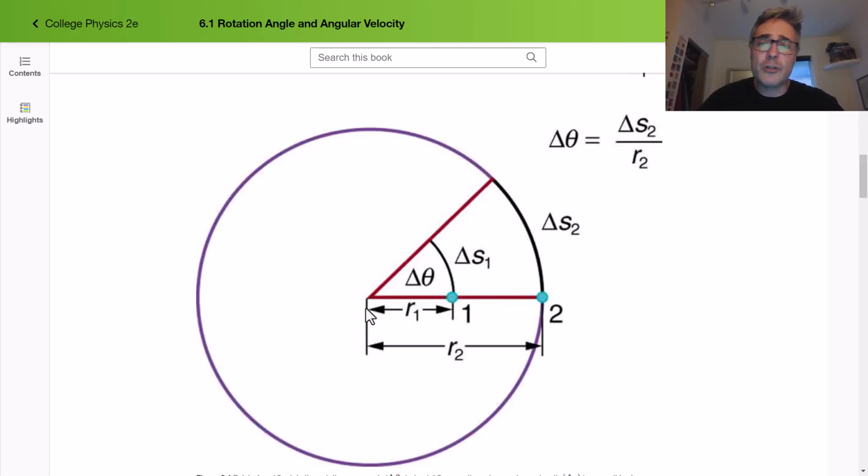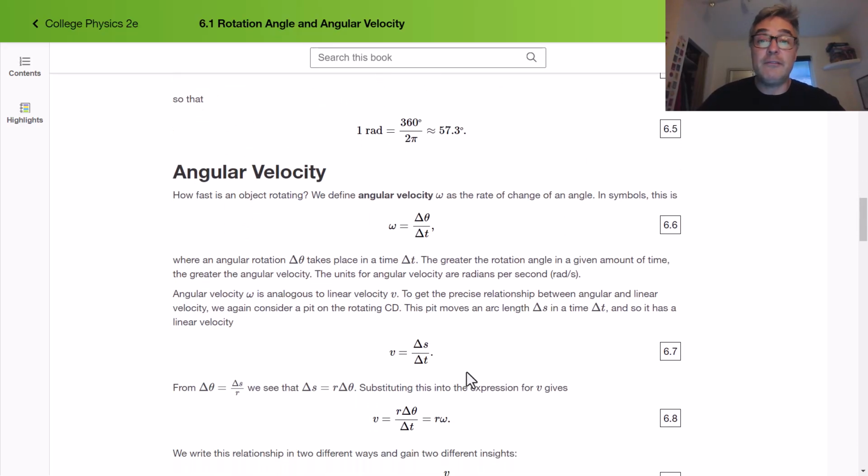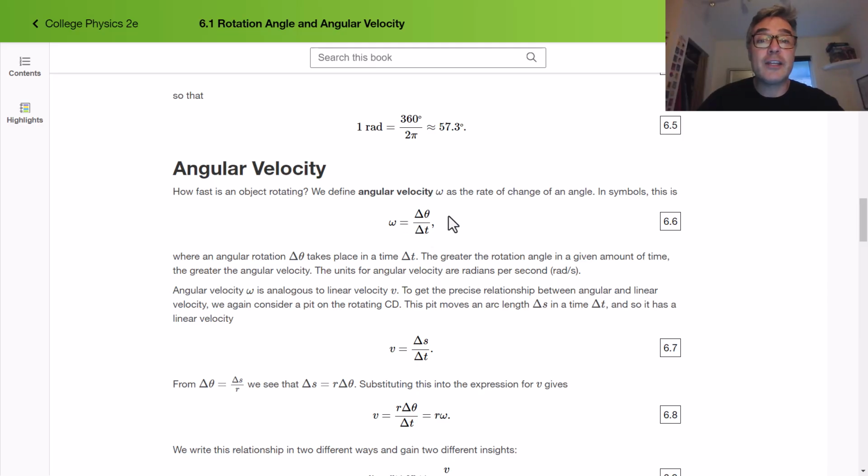If you're closer to the center, then you don't go as far, even if the angle is the same. If you were right at the very center, you wouldn't travel any distance at all, even if the angle moved. So once you have angular position, you can now have angular velocity.